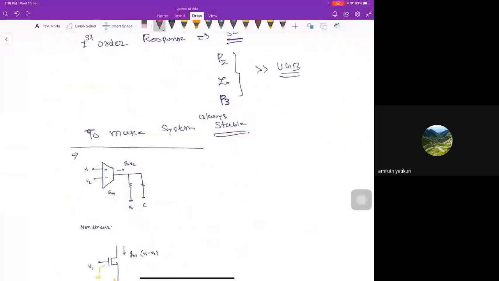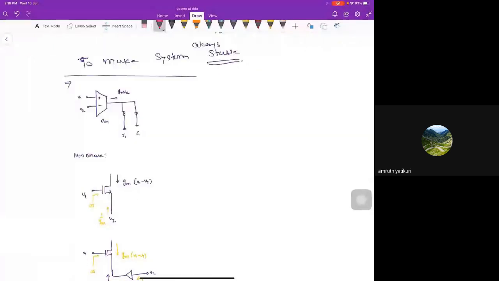Now, let's make the op-amp transistor by transistor, step by step, and then we will analyze the different specifications of the op-amp. I think it will not take more than 40 minutes. I think we will end up in the right time. Maybe let's try.